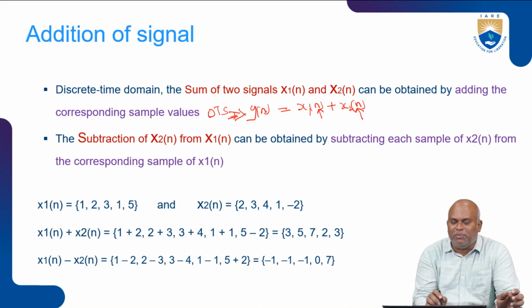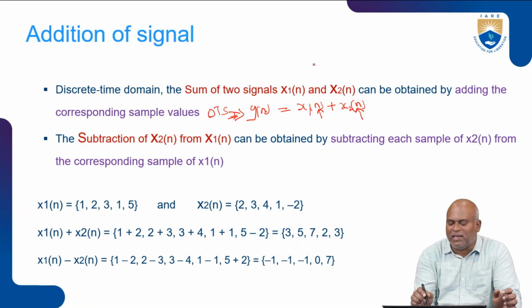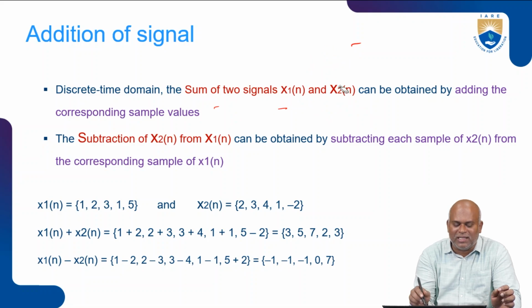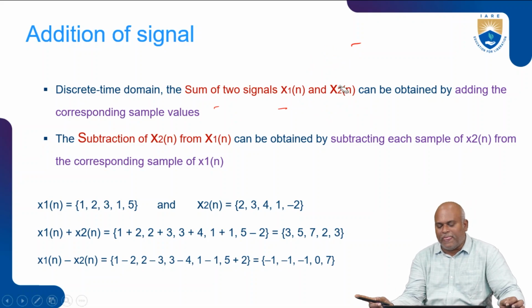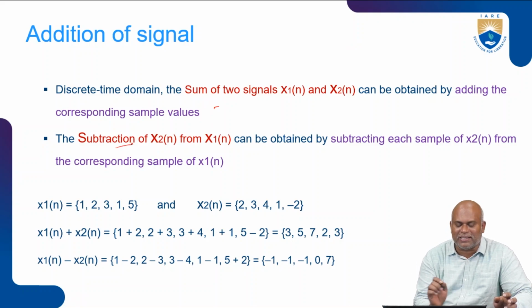That means summing of two signals x1 and x2, x1 of t or x2 of t. So both are possible for continuous time as well as discrete time signals. Now we go to an example based on the addition of signals. Along with addition of signals, it's also possible to do subtraction of signals.